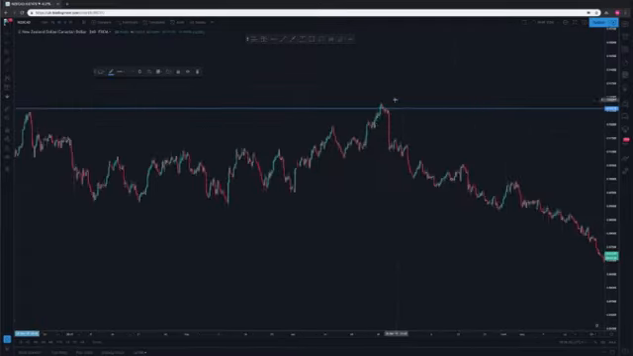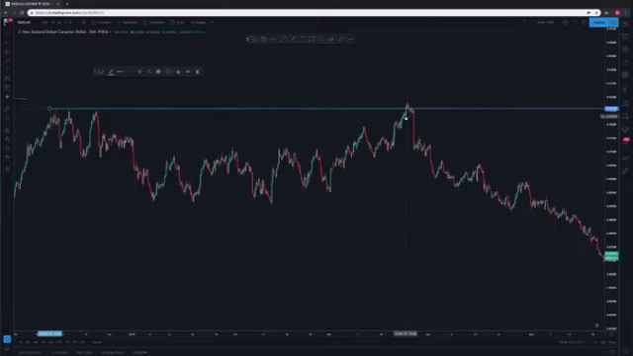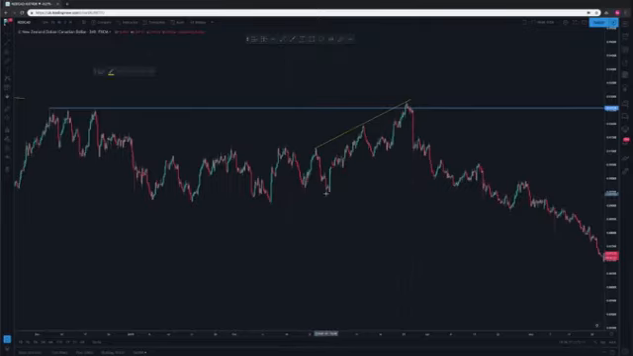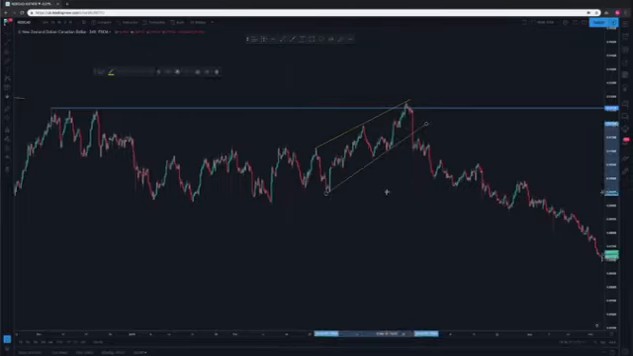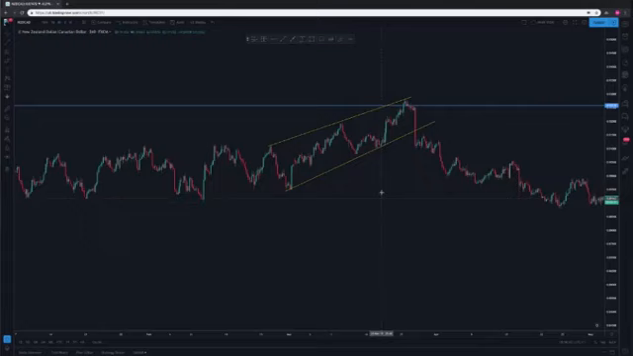This makes it even more high probability. Why? Because of the mass psychology. We're getting people caught on the wrong side of the market. We then take our trend line and we look at this ascending formation, a very typical pattern that we focus on. And what are the key things that we're looking out for?